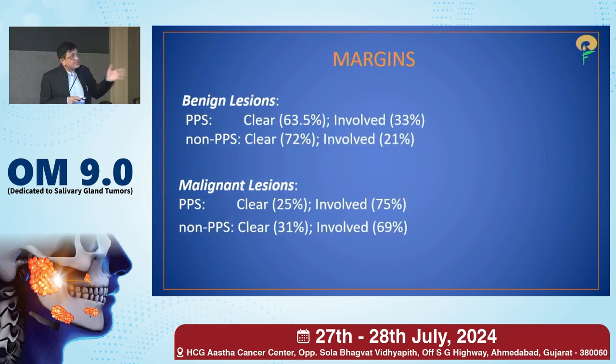Margins, this is what shocked me. Involved margins for benign lesions were in 33% for parapharyngeal space and in 21% for non-parapharyngeal space. Malignant lesions, 75% had clear margins and involved 75% for parapharyngeal space. For non-parapharyngeal space, as many as 69% were involved. I find this way too high. But this is the truth presented in the Dutch experience.